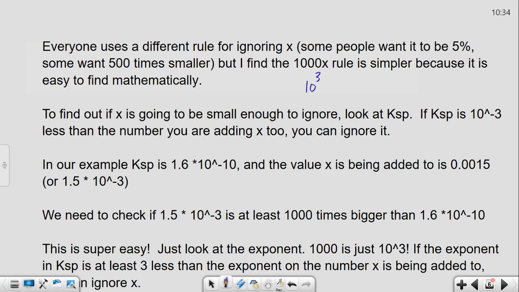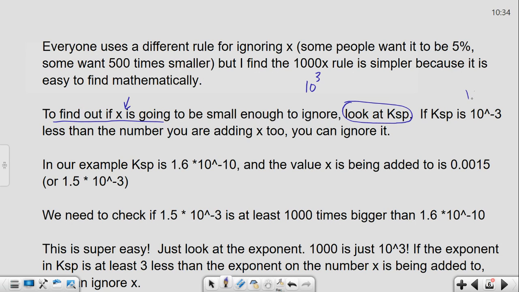So to find out if x is going to be, well, how do we know what x is? X is unknown. We don't know what it means. So if you want to find out if x is going to be small enough to ignore, you look at KSP. Because remember, KSP tells you what the solubility is, what the change is. If KSP is really, really small, that means x is going to be really, really small. If KSP is way less than 1, very little is going to dissolve, which means your change, your x, will be very, very small. If KSP is really big, you'd expect a lot of stuff to dissolve, which means your change is going to be really big.